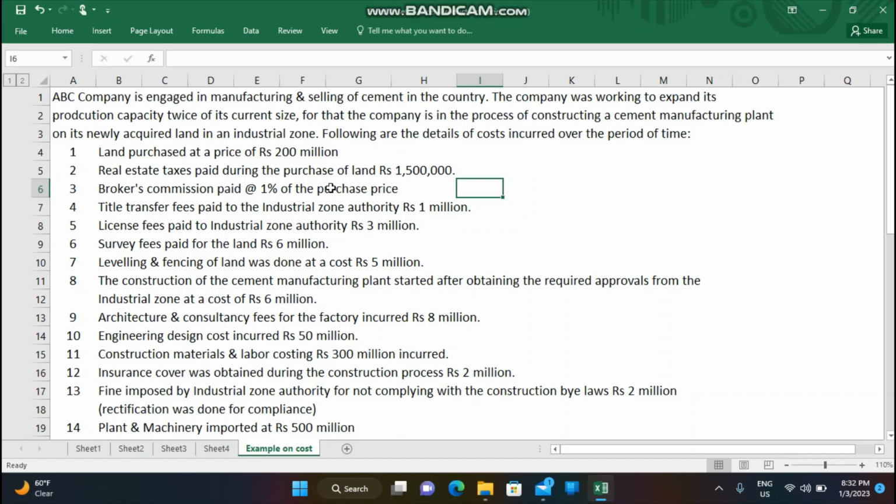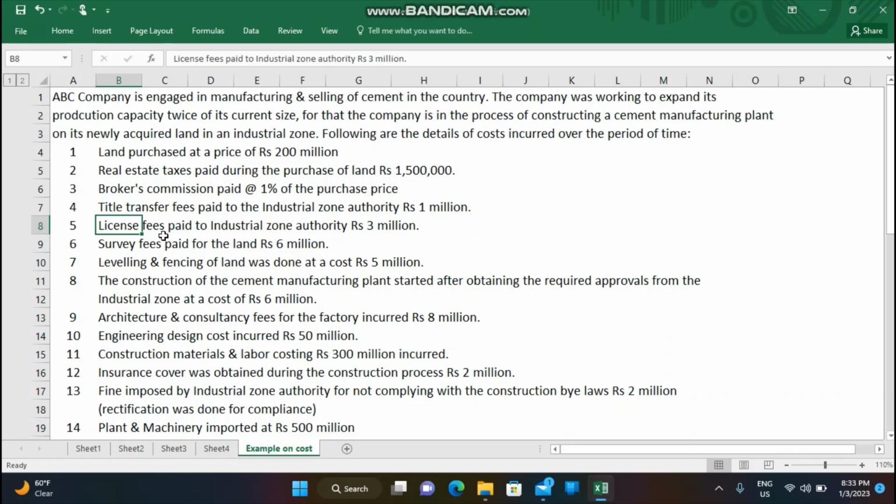So this will be considered as a directly attributable cost. So this broker's commission will be included in the cost of land. Fourth one is title transfer fees paid to the industrial zone authority of rupees 1 million. So this 1 million is fees paid to the industrial zone authority during the ownership transfer of the land. Whenever you are purchasing the land, the ownership will be transferred in your name, so you will pay a fee for that. So this will also be a directly attributable cost, and it will be included in the cost of land.